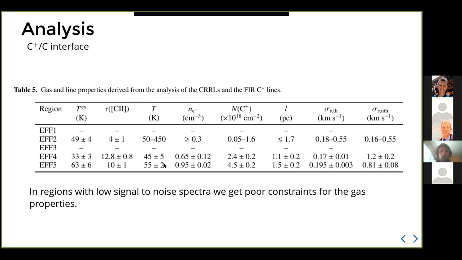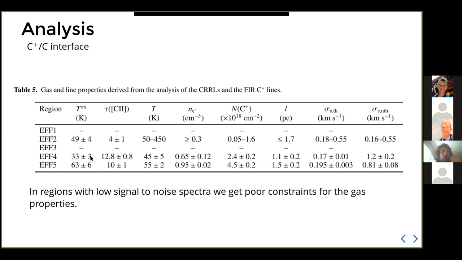We get temperatures of roughly 50 Kelvin for the gas and densities of roughly 0.8 electrons per cubic centimeter. If you want to turn this into a gas density, you just divide this value by the ionization fraction, so 1.5 times 10 to the minus 4. And this corresponds roughly to densities of a few thousand up to almost 10,000 particles per cubic centimeter in total gas density. So the properties are quite similar for both the regions. We also see that the optical depth of the C plus line is quite high, which confirms what we were saying about this region being optically thick.